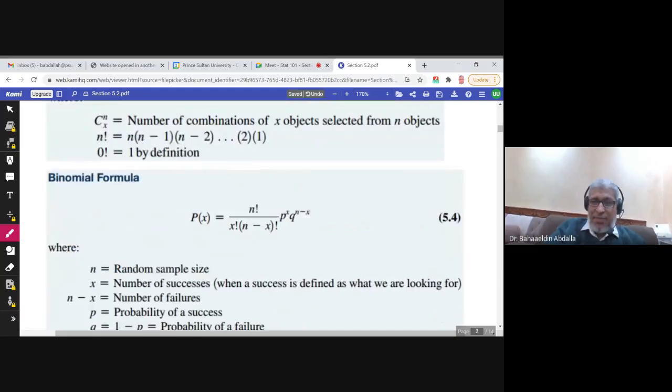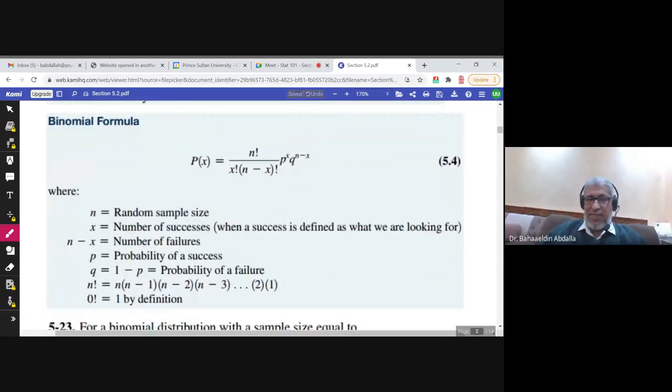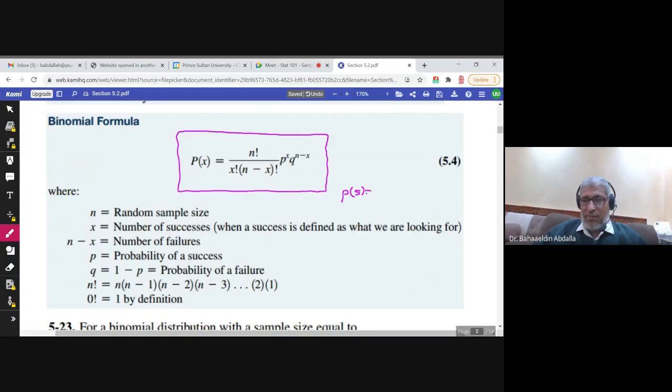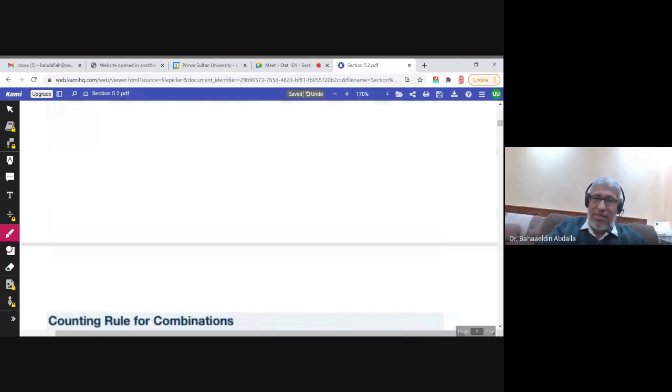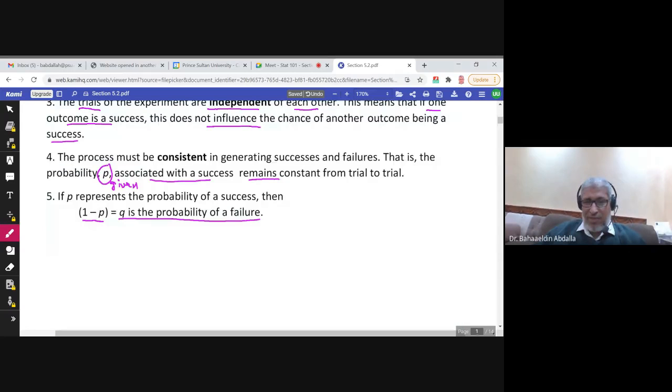Now, this is the binomial formula. This is how we can find the probability of X. We have to memorize and understand this formula. Now he asked, what is the probability that 5 of 20 are non-Saudis? So he was asking about the probability of 5. X was 5, the number of non-Saudis.